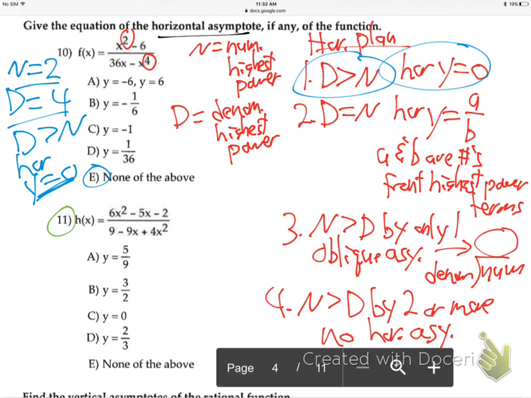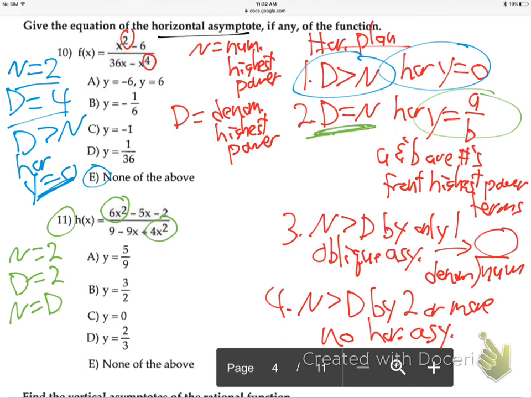Everybody see that one? Here's the highest power term in the top and the bottom. So the numerator power is 2, the denominator power is 2, they're the same. They're equal powers. So what does that mean when they're equal? It's A over B. A and B are the numbers in the front. The 6 and the 4. It's 6 over 4, reduce it, 3 over 2, B. We good there? So those are quick, not much to do.